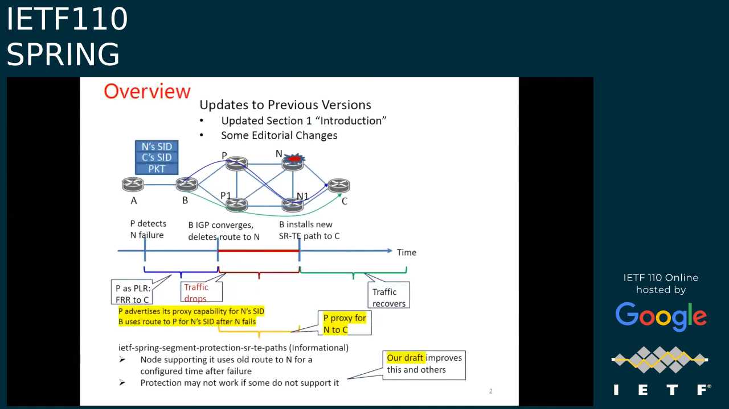So the problem you pointed out is if B doesn't support draft IETF Spring segment protection SR paths, then it's a problem. But if B doesn't support this midpoint failure draft, it's the same problem, right? This can do more because, for example, we know which node is capable, and then we can send the traffic along those nodes which are capable. Even if some nodes don't support this capability, we can provide more coverage compared to just keeping the old routes to node N when node N fails.